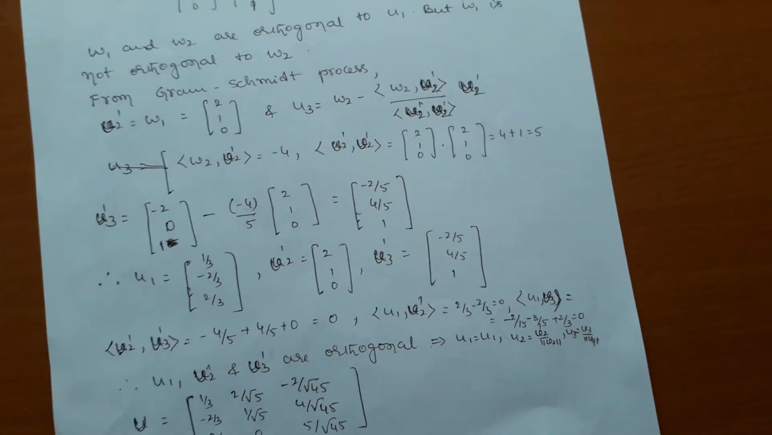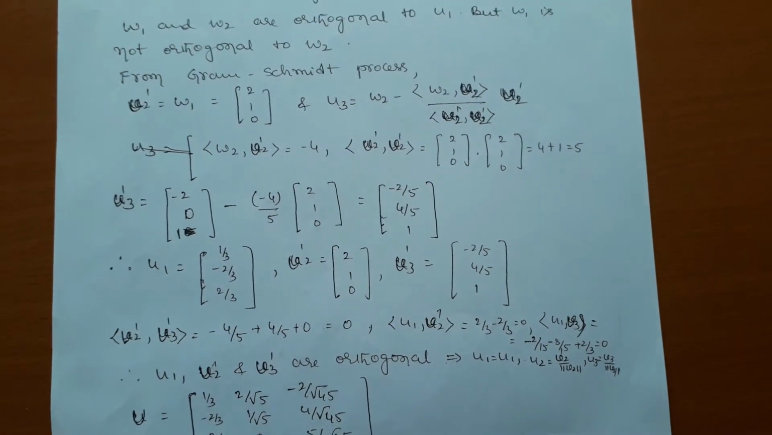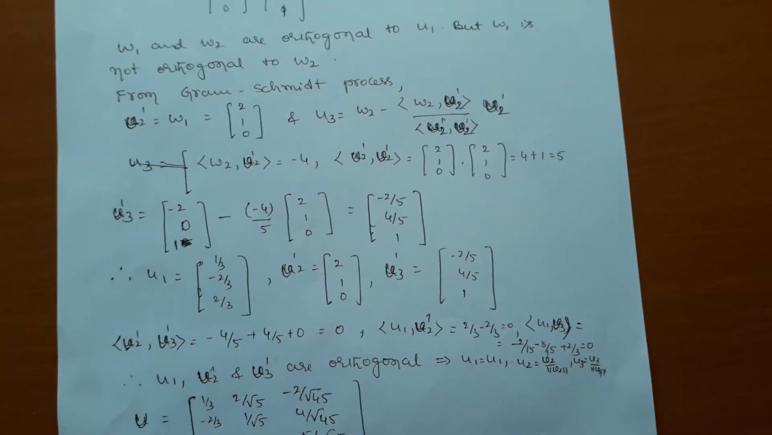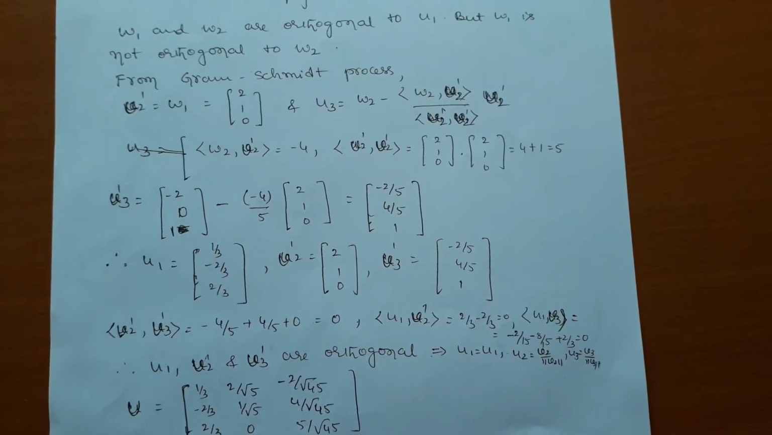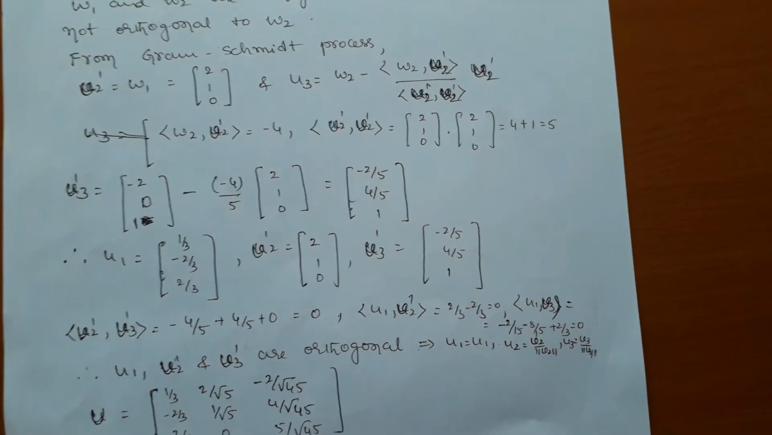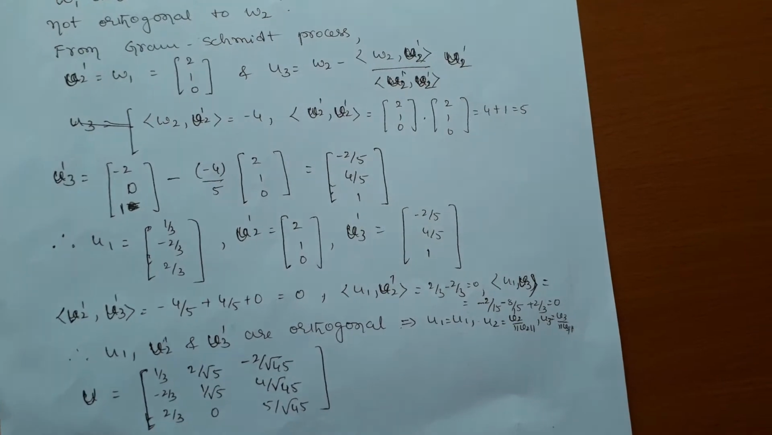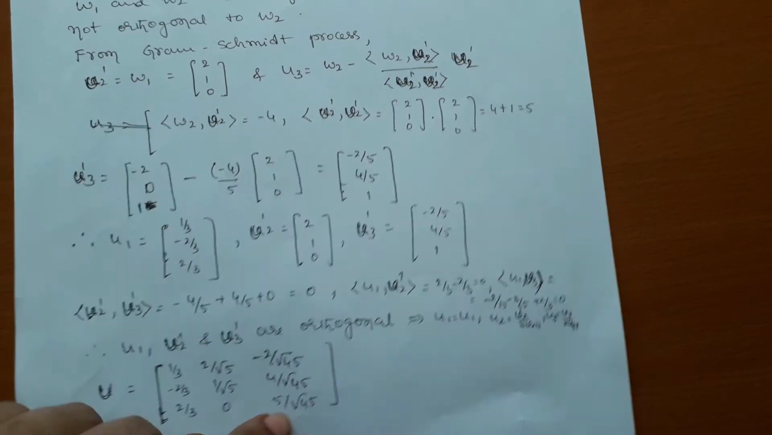Not for U1, because you already know that its norm value is AV1 by sigma 1. But we generated W1, W2 from U1, and then W1, W2 are not orthogonal. Therefore, we convert them to orthogonal and then normalize. But U1 is already normalized because AV1 divided by sigma 1. Now you have to write U1, U2, U3.